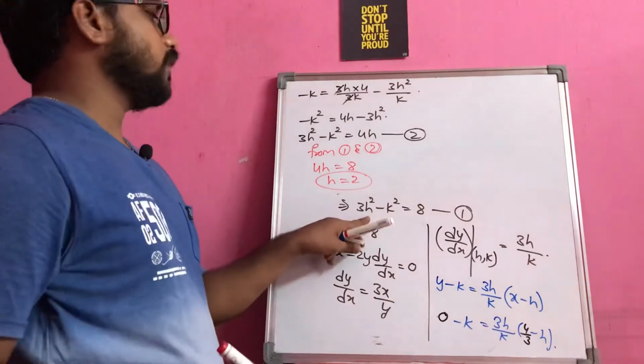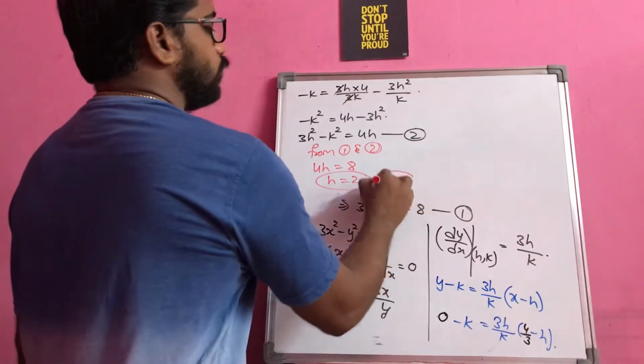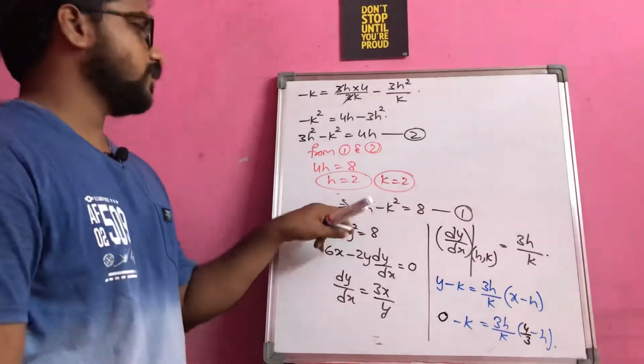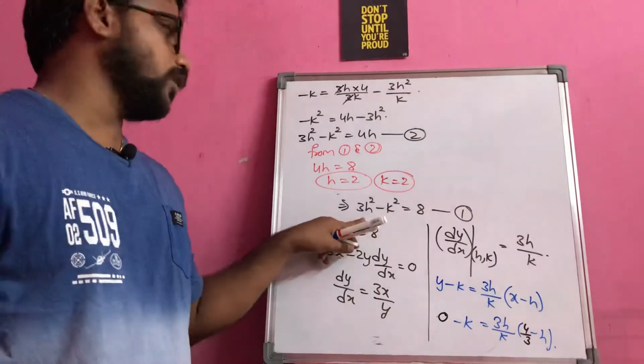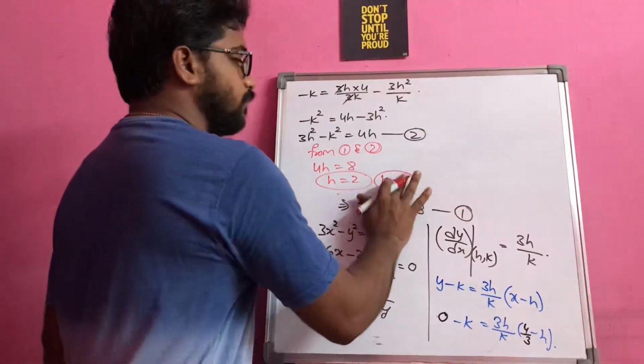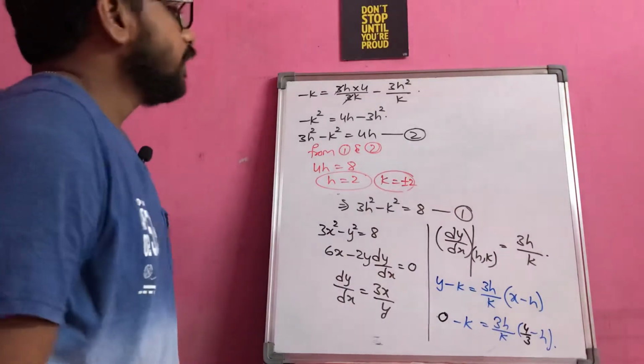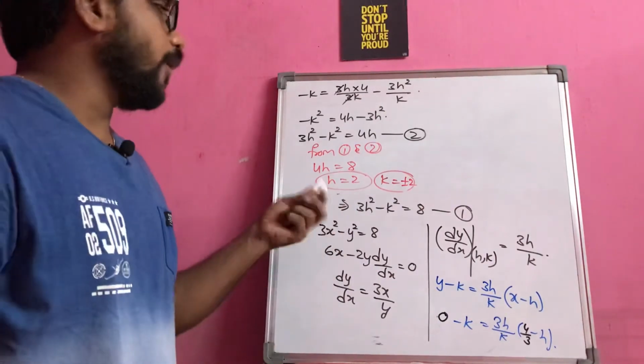So if you substitute h is equal to 2 here, then you will be getting k again. Correct? Because if you substitute, 3h square means 12, and 12 minus 8 will be 4. k square is equal to 4. That means k is equal to plus or minus 2. Okay? So you are getting the point now.